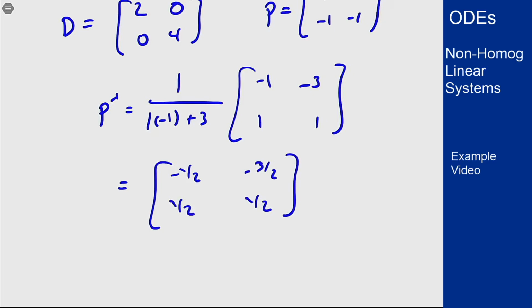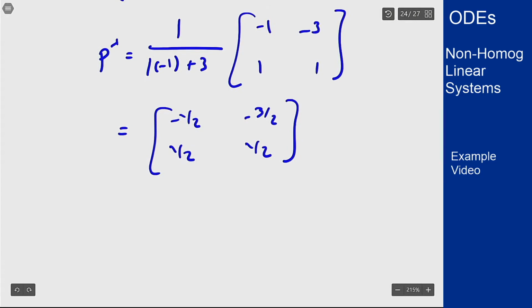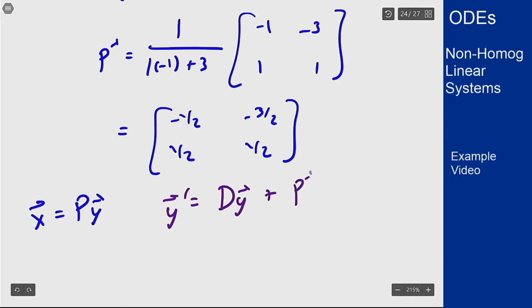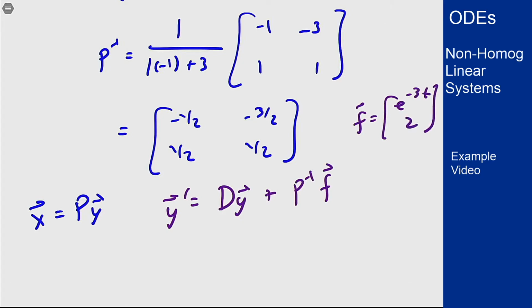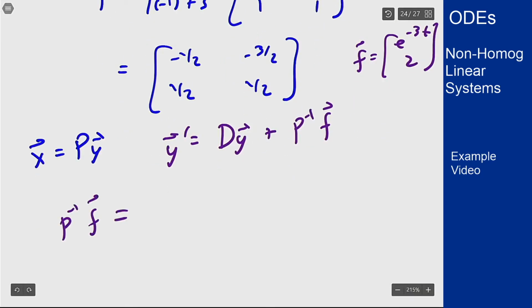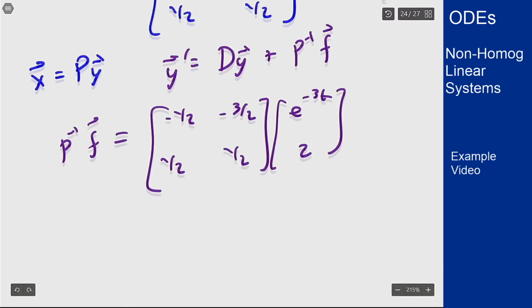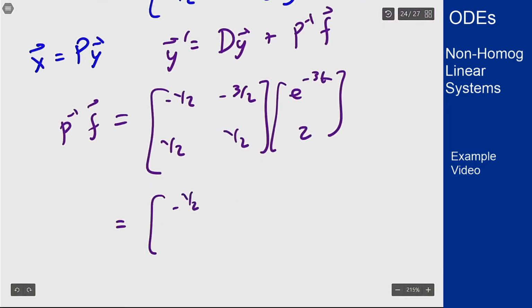Now for diagonalization, we know that we're going to solve for a new variable y, which is related to our original variable x by x is P times y, and that y will solve y prime is Dy plus P inverse f, where in our case this vector f is e to the minus 3t and 2. So what is P inverse f? P inverse f is the product, which comes out to be (-1/2 e to the minus 3t minus 3, 1/2 e to the minus 3t plus 1).